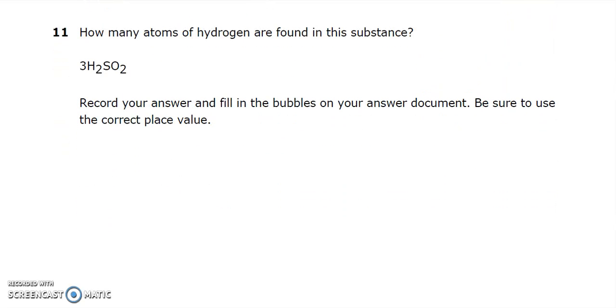Number 11. How many atoms of hydrogen are found in this substance? Record your answer and fill in the bubbles on your answer document. Be sure to use the correct place value.